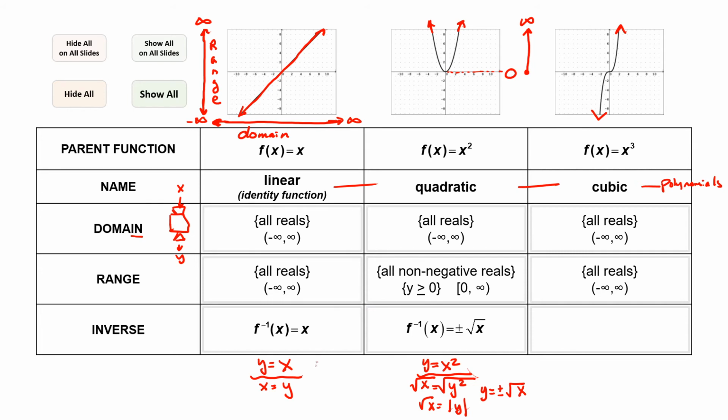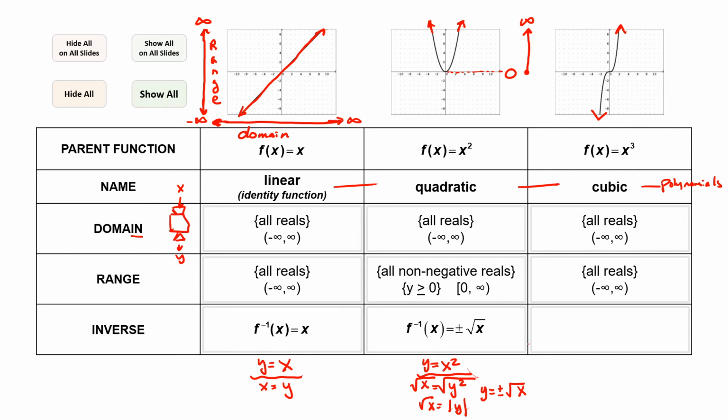Remember, f inverse of x notation does not actually mean that this is going to be a function. F of x means it's a function. F inverse of x just means this is an inverse of a function. And this inverse is not a function because you can get multiple answers out because of the plus or minus.